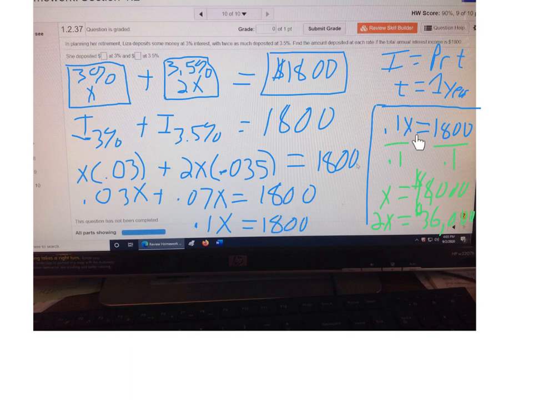Come over here, divide by 0.1, and I get 18,000. Then you double that for the other account, and that's 36,000.